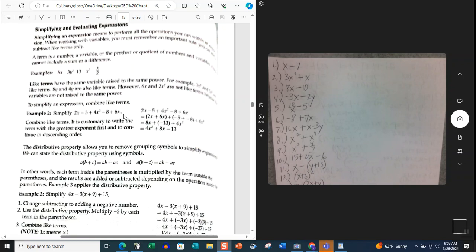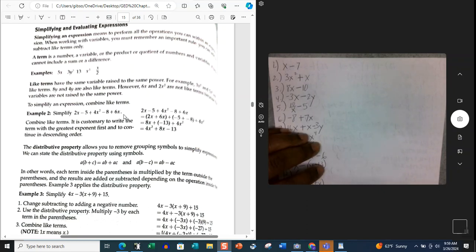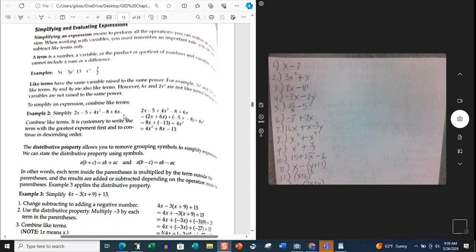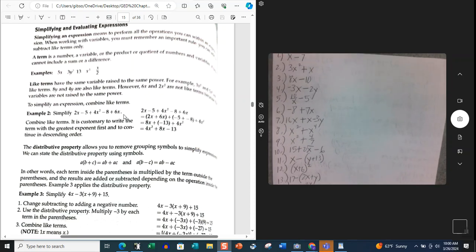Now, in order for you to combine like terms or simplify, like terms are values that have the same variable that's taken to the same exponent. That is the only way that these are like terms. I'm going to wait and do the actual problems from the problem set that we will have.